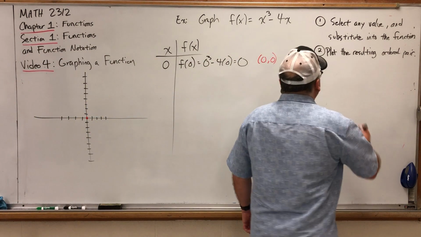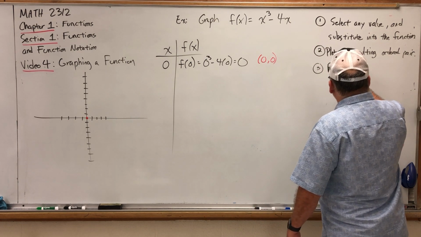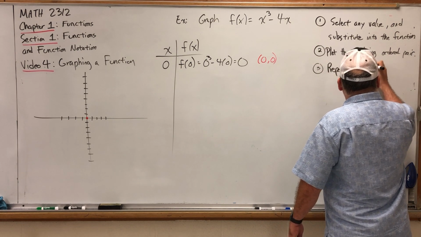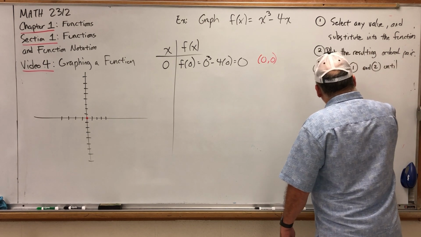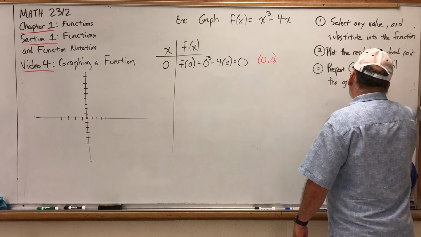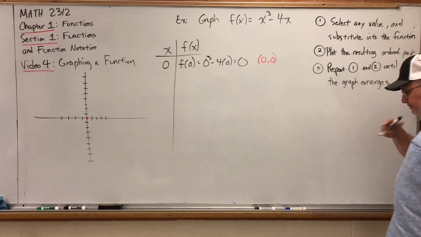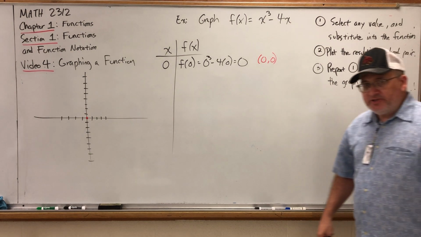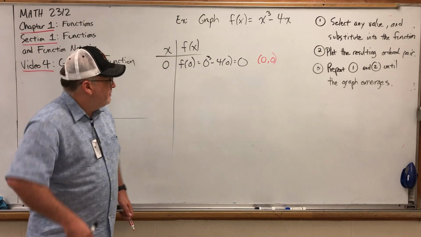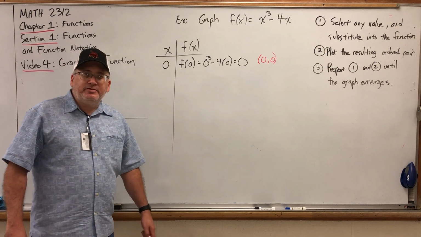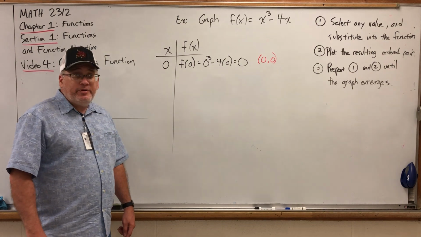Our 3rd step is repeat 1 and 2 until the graph emerges. In other words, do this until you see enough dots to connect smoothly. This is where people struggle with graphing. What do I pick next? The truth is, it doesn't matter. Well, what do I pick? I don't care, pick something.